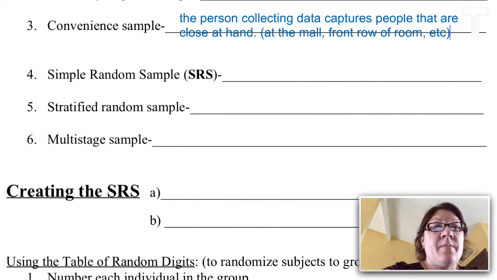So a convenient sample is just like it sounds, convenient. The person collecting the data is able to capture people who are close at hand and easy to access. For example, at the mall, if I was running a survey, maybe about shopping trends or something to do with mallish type things, I would go to the mall and capture people there by sort of stalking them out in the hallway in the corridor.